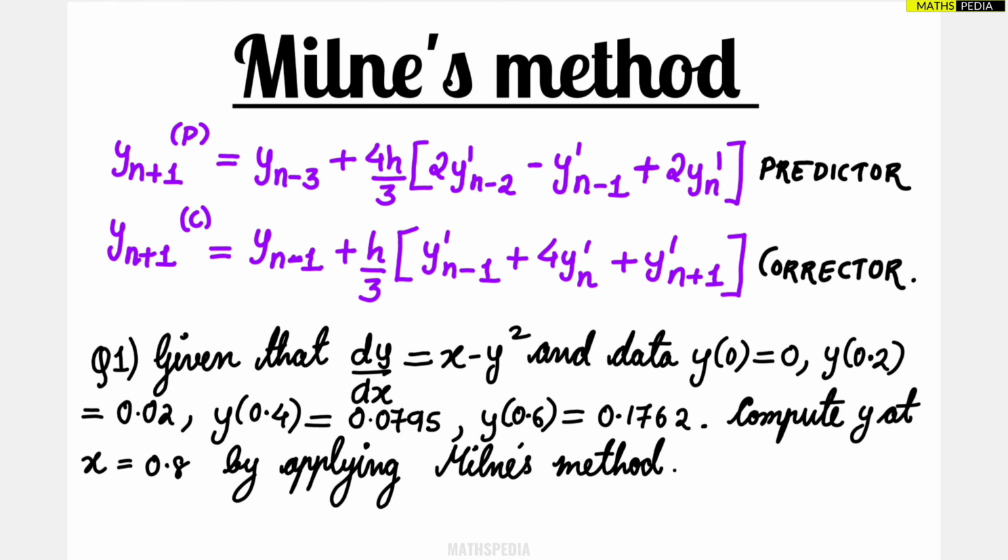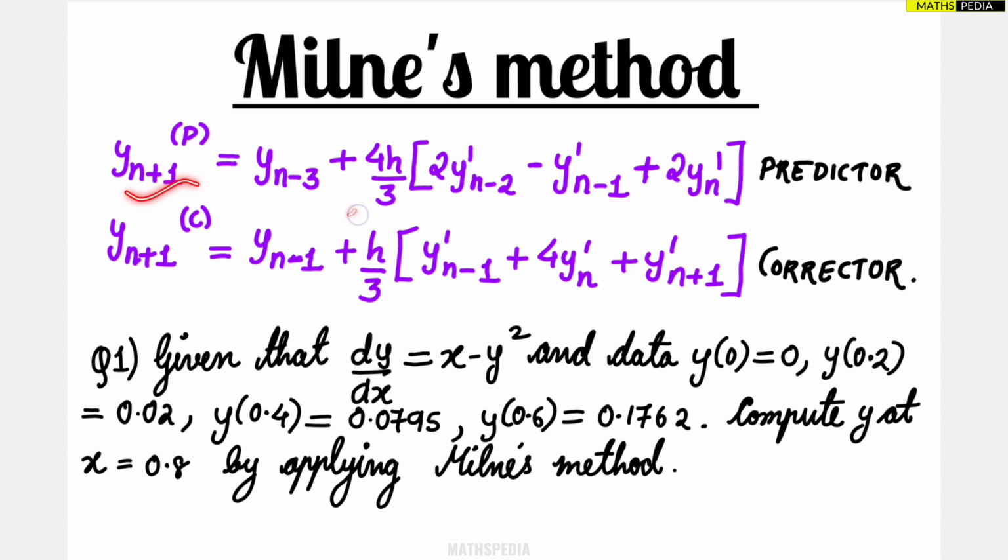So here guys, in this video we are going to learn Milne's method. Okay, so this will be having the predictor formula as well as the corrector formula. Both the formulas we have to apply in order to find whatever they are asking in the question, y at x equal to some value. So here we have given the predictor and the corrector formula, so both have to be utilized in the problems.